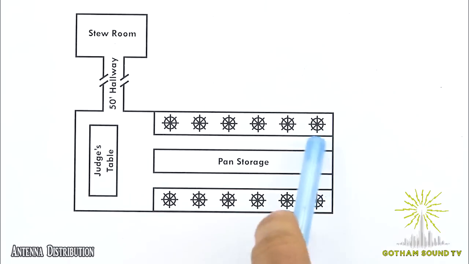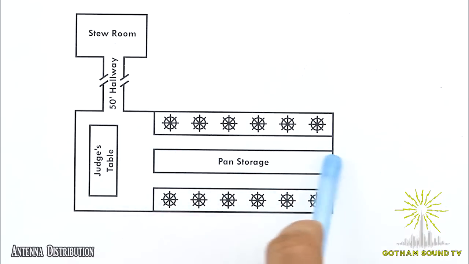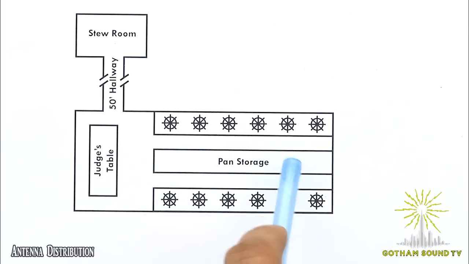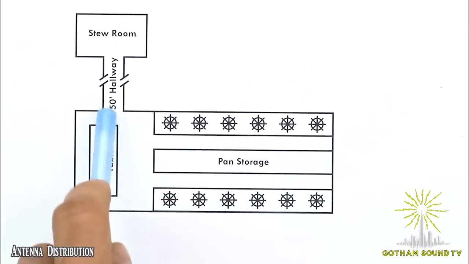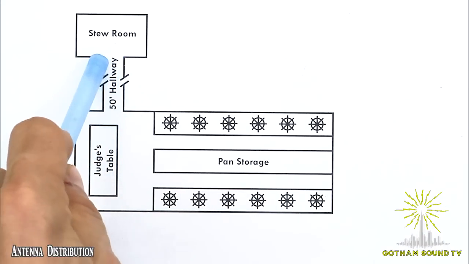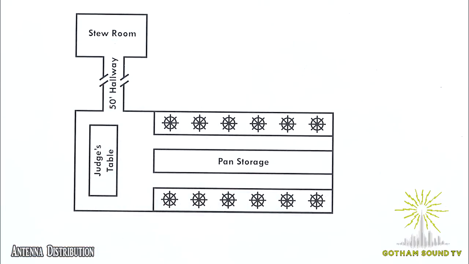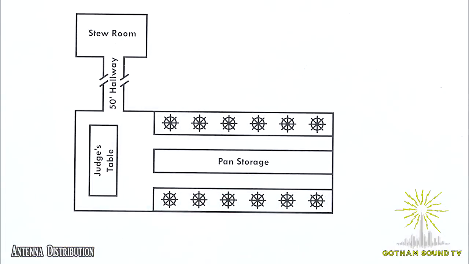You have these contestants cooking here, and there's some pantry and pan storage here, hanging metal pots and pans here that they have access to. Here is a judge's table. And then maybe 50, maybe 150 feet away, they have a stew room. Stew room is one of my favorite terms I've learned in reality shows, which is where the contestants go and stew while they are being judged. So you need RF coverage in these spots.